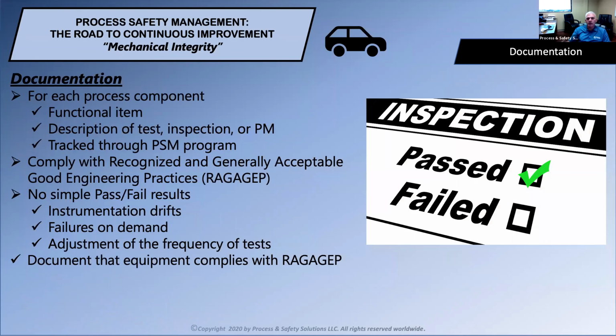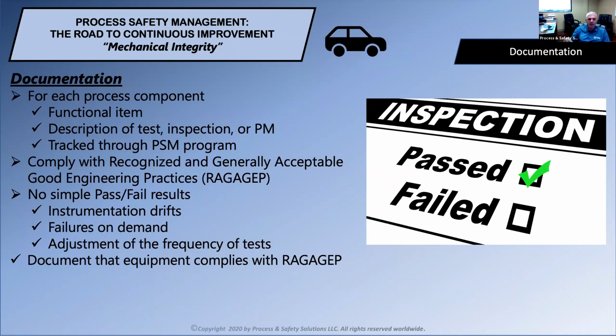So now let's go into documentation itself. What documentation must you have for your mechanical integrity? Well, we can go right to the code and standard itself. It says for each process equipment, you must have the functional item, a description of the test or inspection or PM, and of course it must be tracked throughout your PSM program. It must comply with recognized and generally accepted good engineering practices, or RAGAGEP.